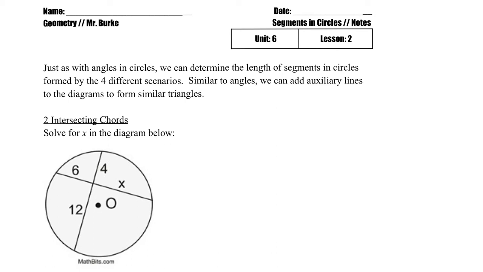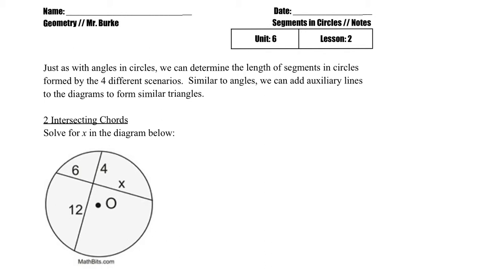Okay, so now that we have a pretty solid grasp on angles, we're going to look at segments in circles, and we're actually going to rely on the things that we learned in lesson 1 about the angles in order to solve for segments, because what we're actually going to do is pull out similar triangles. And just as I always have, I'm going to ask you to redraw these triangles so that you can find corresponding parts, set up your proportion, and then solve. So let's take a look at some scenarios here.